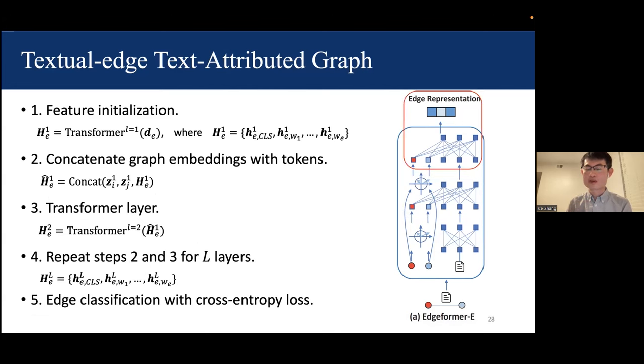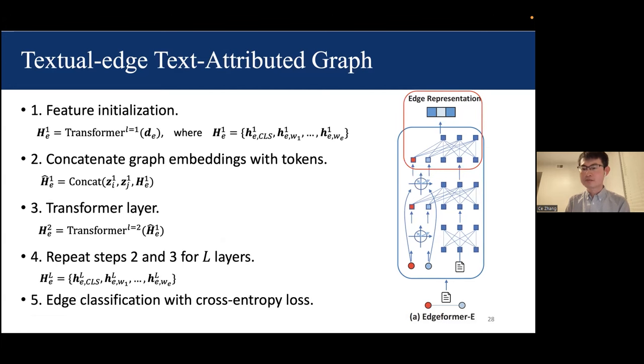So we repeat this process multiple times. We repeat concatenation and transformer, concatenation and transformer. We repeat this process for maximum L layers, and we can obtain the final embedding H here. And finally, as the loss function, we use classification with cross entropy on H, because each H may have its own corresponding ground truth category.